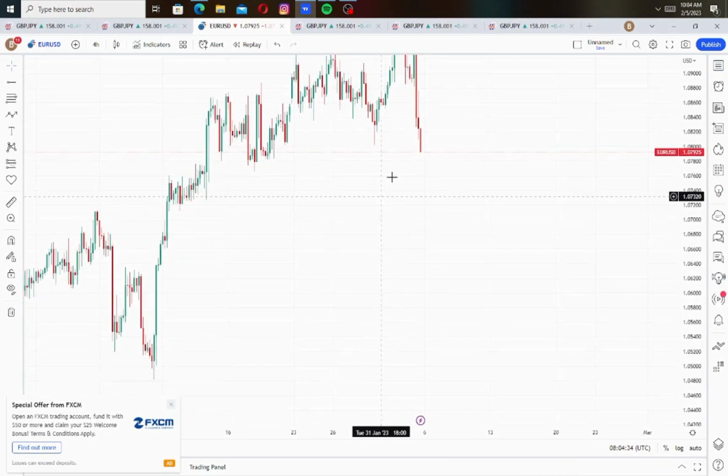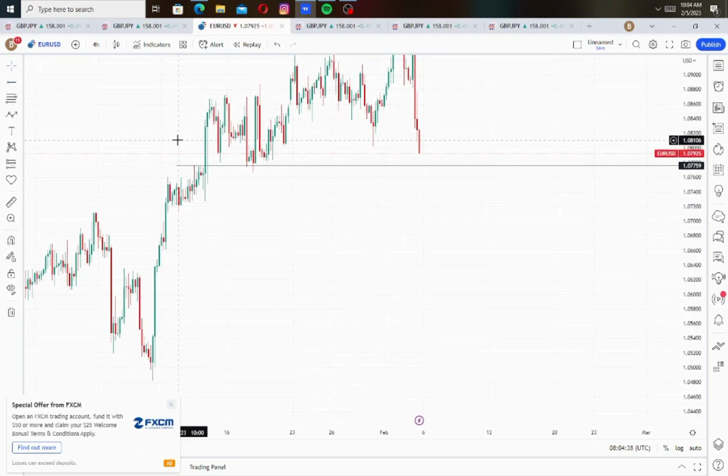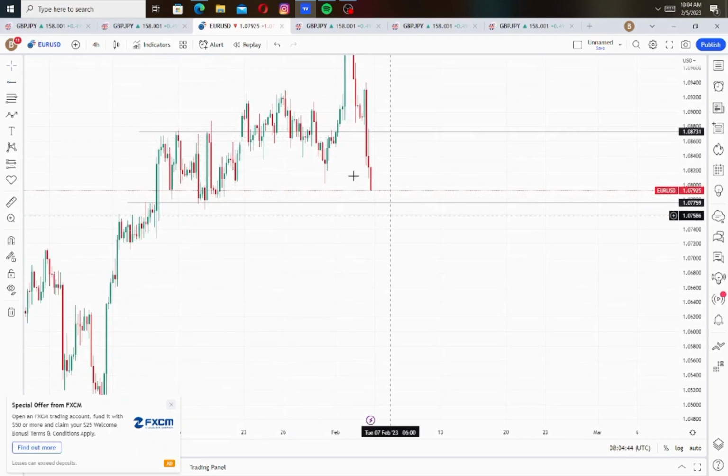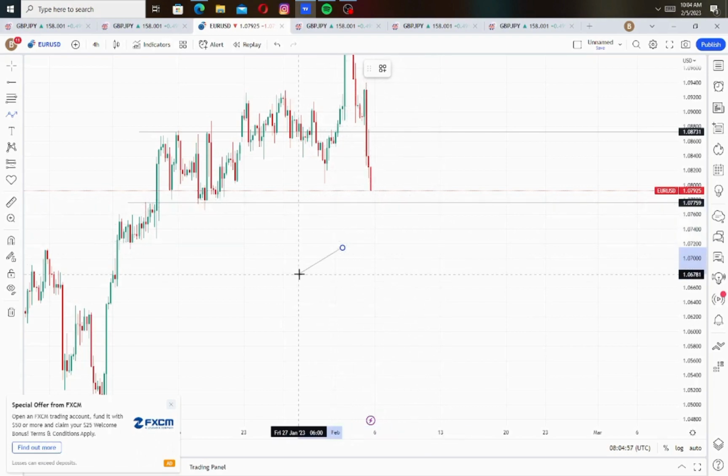I'm just gonna remove the drawings. I'm gonna mark this area right here, and to be simple with y'all, with this, it's in a consolidation area, as y'all can see. And with this, to be simple, I'm just gonna wait for it to come to this level. Honestly, I'm gonna wait for it to come to this level to see what's going on.